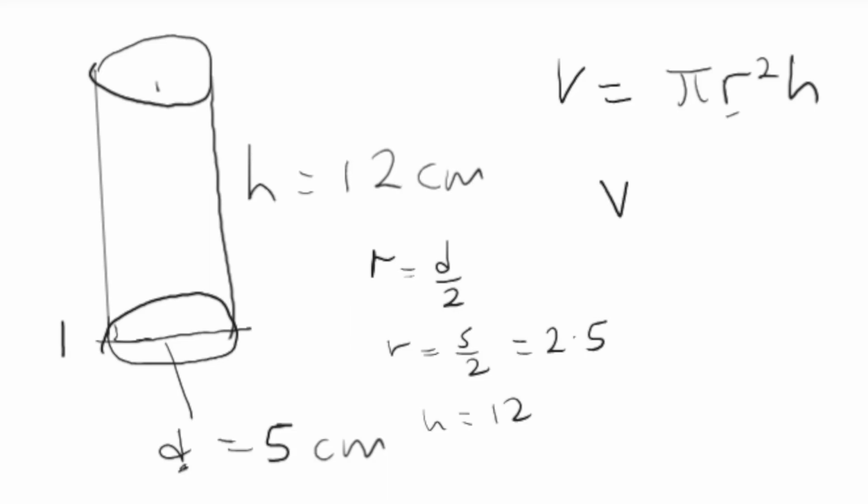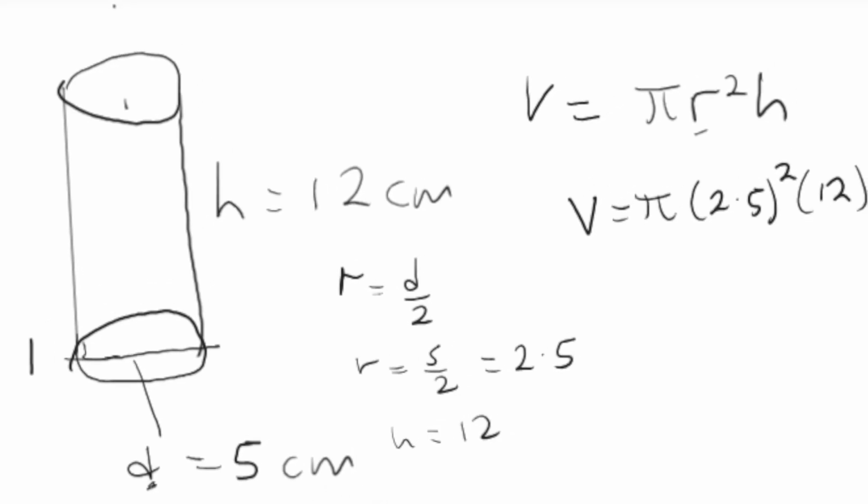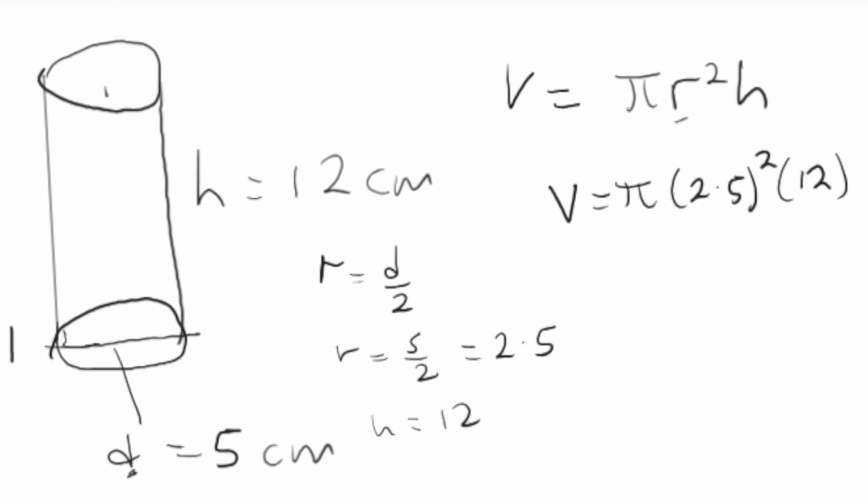So we can now calculate our volume. It is pi times 2.5 squared times 12. And then all you need to do is put it in your calculator, and then you get your answer.